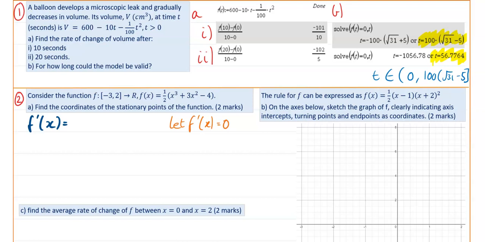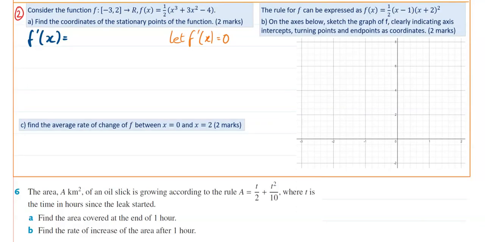We may need to do some sketching with stationary points as well, so this is a pretty full-on question. There's a lot of substitution that we're going to be doing. As you can see, we have some endpoints with square brackets, so again, they'll be solid dots, which we've seen all this stuff before.